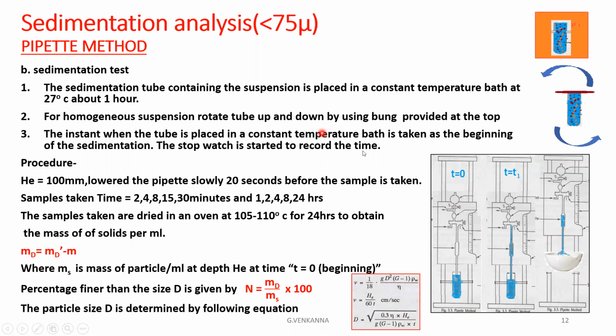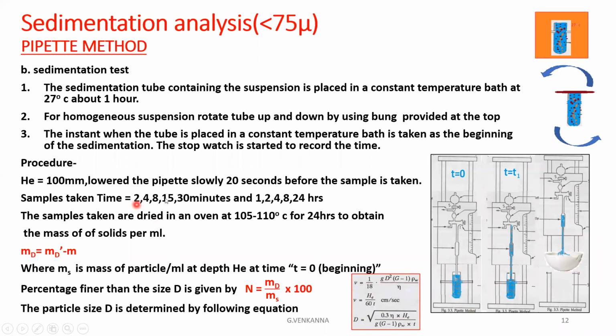Initially the sedimentation tube is placed in this setting. First we take a sample at half a minute, or maybe at 2 minutes. The first pipette is taken out at a 2 minute interval. First the pipette is immersed in the sedimentation tube, at a time of 2 minutes.